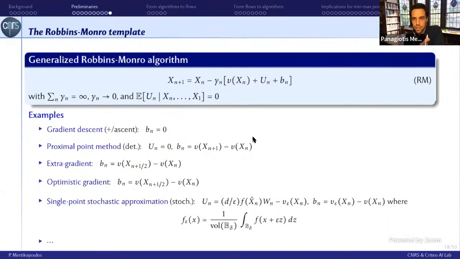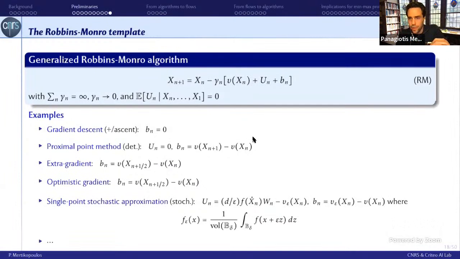But the novelty here is that we also consider an additional bias term, an extra term, which is not necessarily zero mean. It might not even be stochastic. All right. And this bias term is the measure of difference, so to speak, of the generic Robbins-Monro algorithm from the vanilla gradient descent. So in the case of gradient descent ascent, we have exactly this formulation with bias equal to zero. In the proximal point method, we have again a generalized Robbins-Monro algorithm with the bias being the implicit minus the explicit gradient. And in the extra gradient case, we have, again, a Robbins-Monro method with the bias being the difference between the leading state gradient and the base state gradient, and so on and so forth.